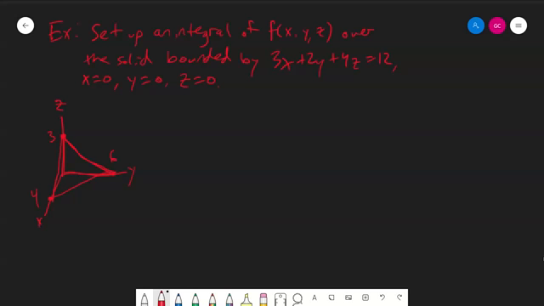So first what we want to do is try to identify what is the top surface and what is the bottom surface, which is to say we're trying to figure out basically what the range of z values is. And in this case the solid rests on the xy plane, so the bottom z value is really just 0.